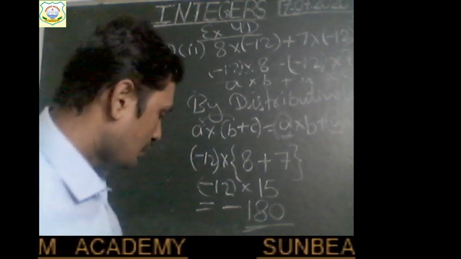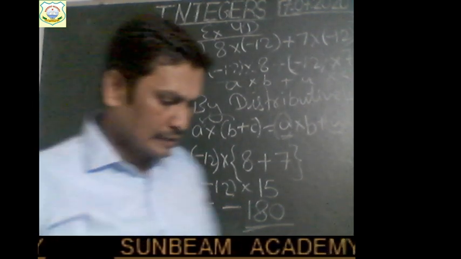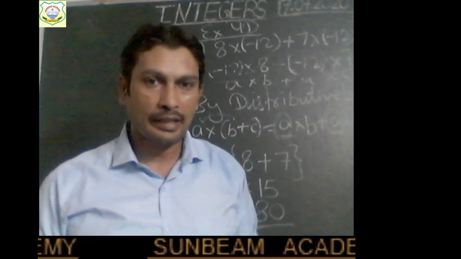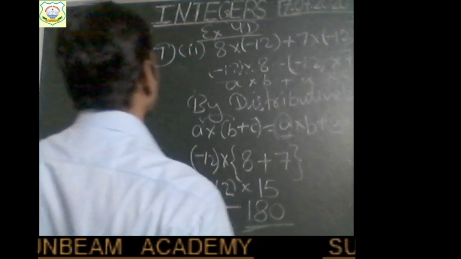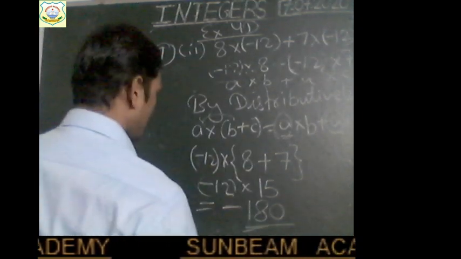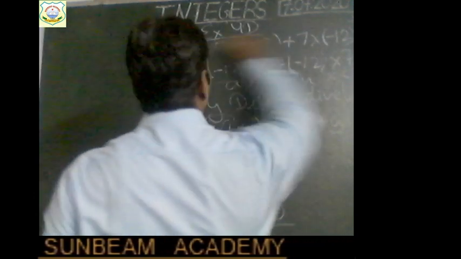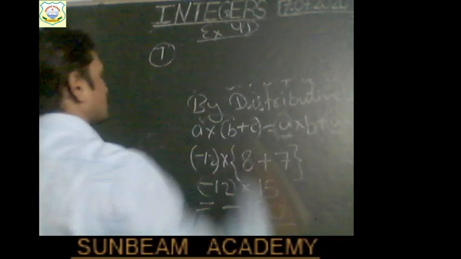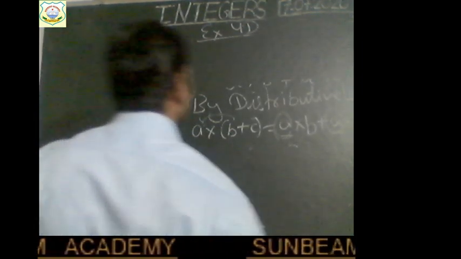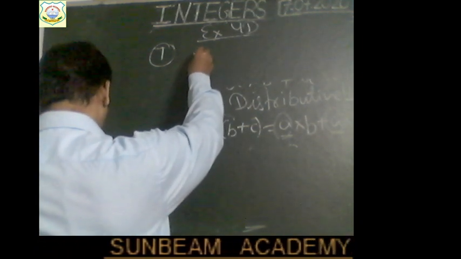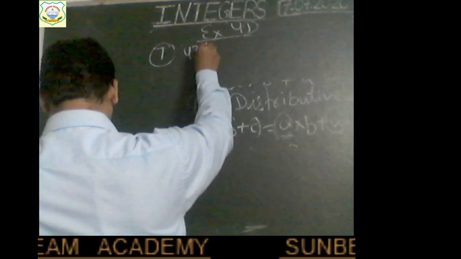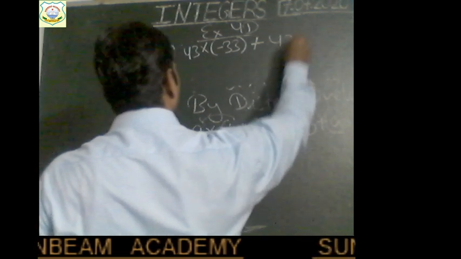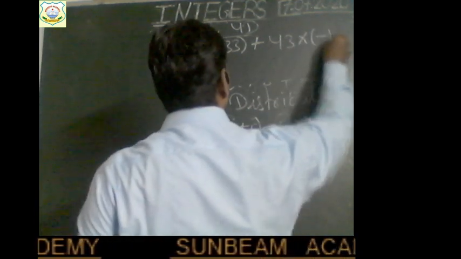Right? In the same way, let us solve some other parts. I am solving the fifth part of the question. Right? So the fifth one, which is the fifth part children? So this is 43 into minus 33 plus 43 into minus 17.